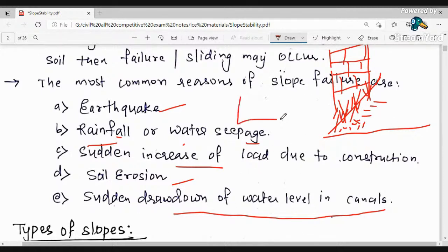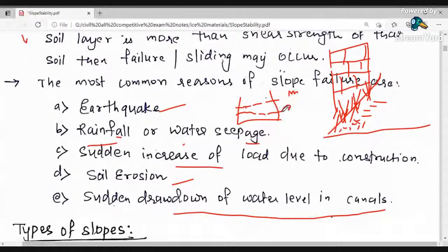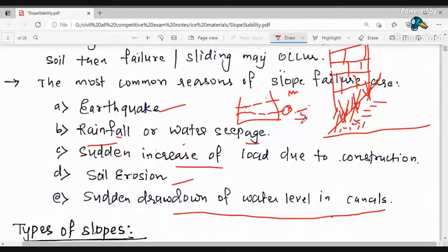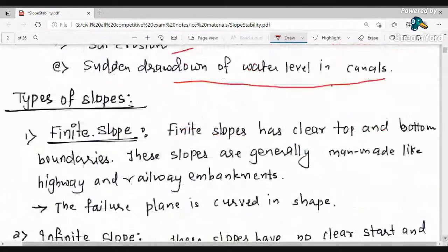So suppose we have one canal, and suppose at first the water level in the canal was 1 meter. Because of some leakage the drawdown takes place and it becomes 0.5 meter. So then what will happen? Obviously the water will slowly start to percolate, and because of that, basically the slope will not be able to stay and it will fail.